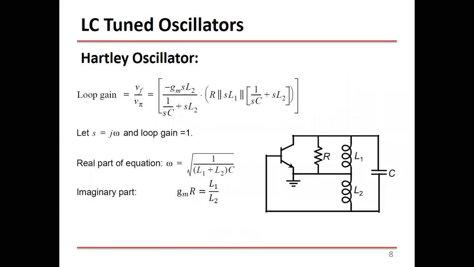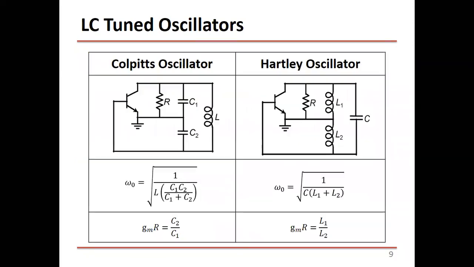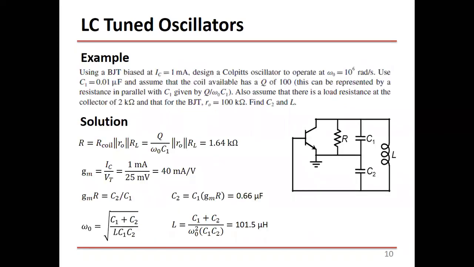Okay, now we found the two conditions for the Colpitts oscillator and the Hartley oscillator. Let's summarize this in one table. The Colpitts oscillator has this circuit diagram. The Hartley oscillator has this circuit diagram. The frequency of oscillation for the Colpitts oscillator is this one, and for the Hartley is this one. And the gain GmR equals C2 over C1 here, and it equals L1 over L2 in this case. So this summarizes the two oscillators.